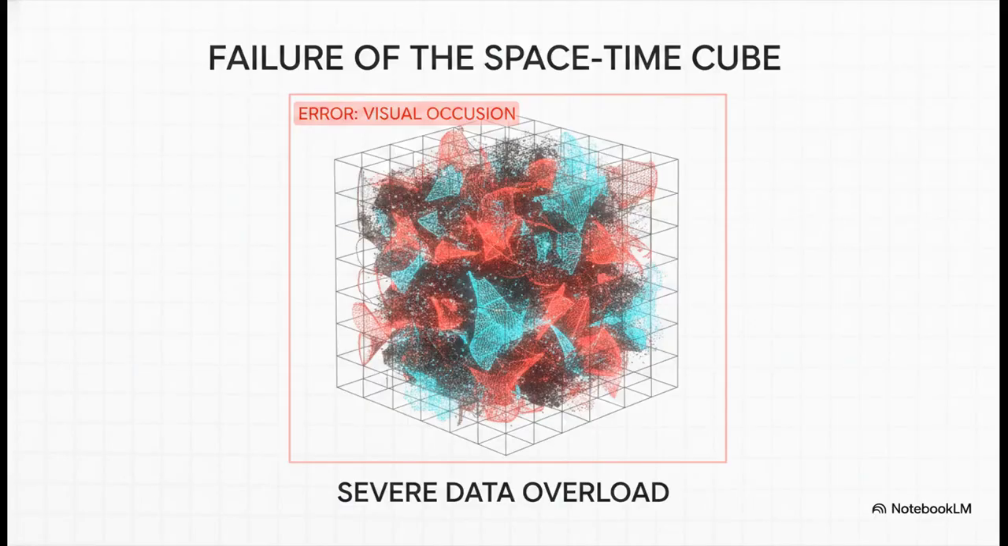However, we have to talk about the limits of this 3D rendering. It's incredible for tracking a few specific routes, sure, but the moment you start filling this cube with complex area data, like shifting population zones, it causes immediate visual collisions. The data overlaps, creating severe visual occlusion, and it completely crashes the user's ability to actually read the information.